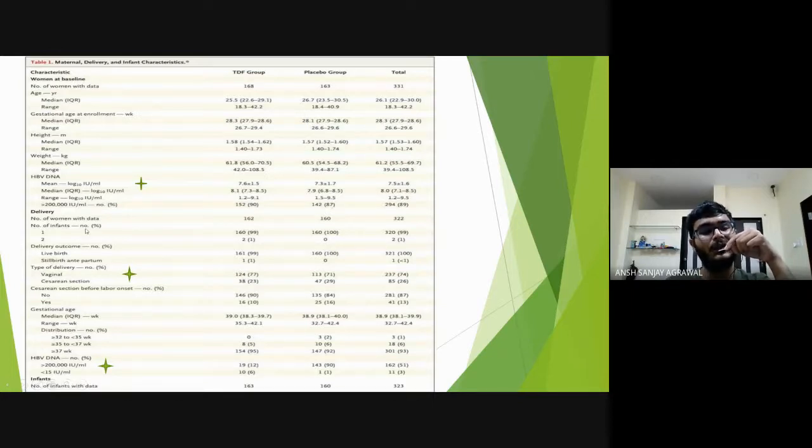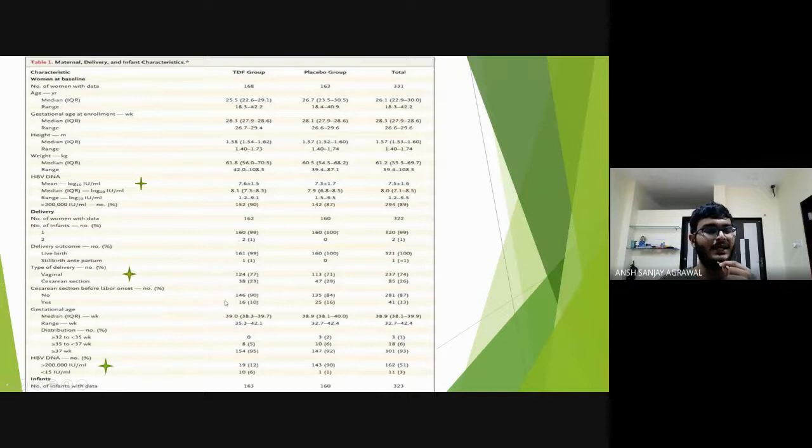So coming to the delivery, we had number of women with data as 162 and 160. One more thing I would like to draw your attention to is the type of delivery. This will become important later when we are discussing it in the discussion section. But you would notice that there is a much higher percentage of vaginal deliveries over cesarean section. So you see 77%, 23% in the TDF group, as compared to 71% and 29% in the placebo group.